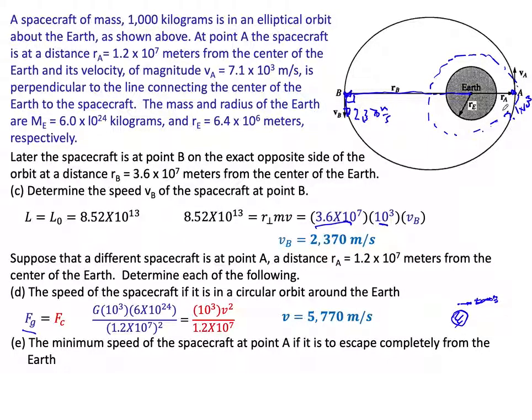And then part E: the minimum speed of the spacecraft at point A if it's to escape completely from the Earth. What are they talking about here? They're talking about escape velocity. What's escape velocity? Well, with escape velocity, you have enough speed so that as you leave the planet, you keep losing speed, but you don't stop. Your velocity doesn't become zero until you approach, I don't know how to write this nicely, infinity. In fact, your velocity only drops to zero at infinity officially.